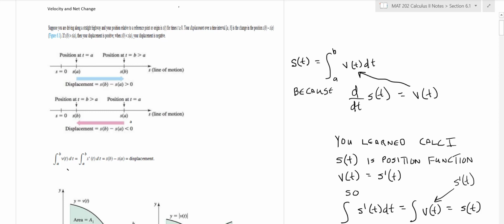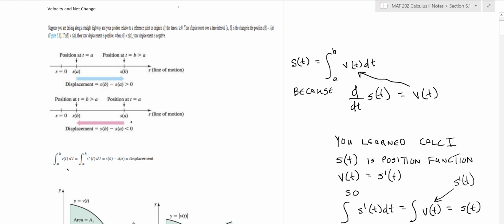Here's something I want to look at. Suppose you were driving along a straight highway and your position relative to the origin or a reference point is s(t) for times t greater than or equal to 0. Your displacement over a time interval a to b is the change in position, s(b) minus s(a). If s(b) is greater than s(a), then your displacement is positive, and if s(b) is less than s(a), your displacement is negative.